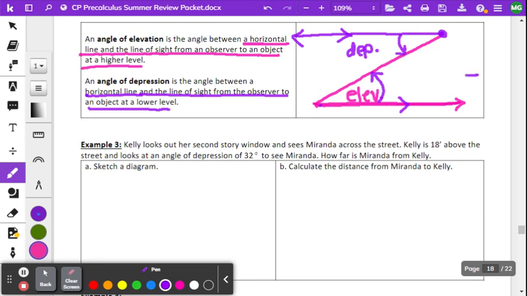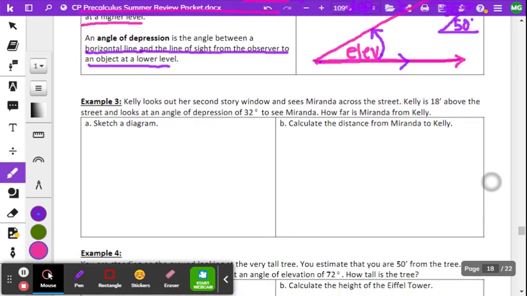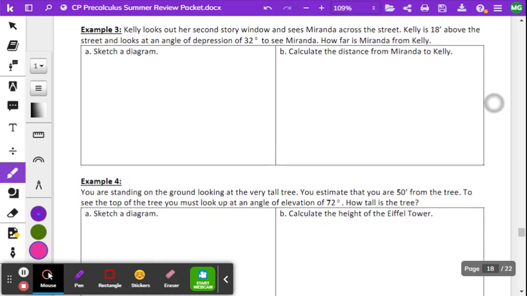Okay, so just a real quick example. If they had to look up 50 degrees, the other person had to look down 50 degrees because, again, it's always off of that horizontal. So let's go ahead and do an example and see what this looks like. It says Kelly's looking out her second story window and she sees Miranda across the street. Kelly's 18 feet above the street, and she looks at an angle of depression of 32 degrees to see Miranda. How far is Miranda from Kelly?